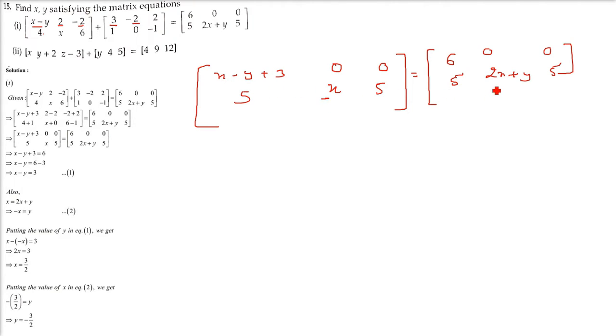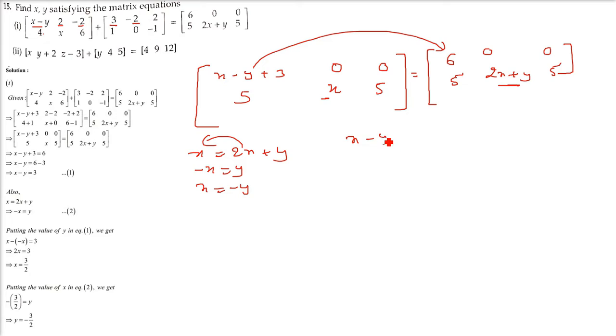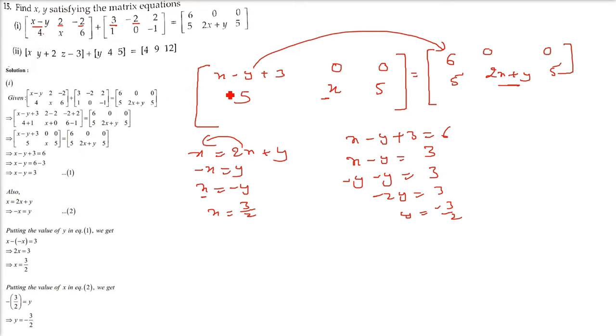This x is 2x plus y. So there is a relationship between x and y now. X equals 2x plus y. That is, if you take this here, x is minus y or y is minus x, you can say. Now the second equation, x minus y plus 3 is equal to 6. That is, x minus y is equal to 6 minus 3, that is 3. X is equal to minus y. So just write minus y here. Minus x minus y is 3. Minus 2y is equal to 3. Y will be equal to negative of 3 by 2. What is x? Negative of negative 3 by 2, that is positive 3 by 2. Okay. This is how we get x and y.